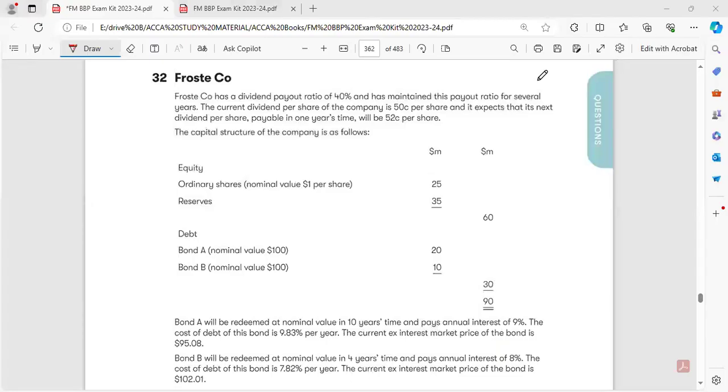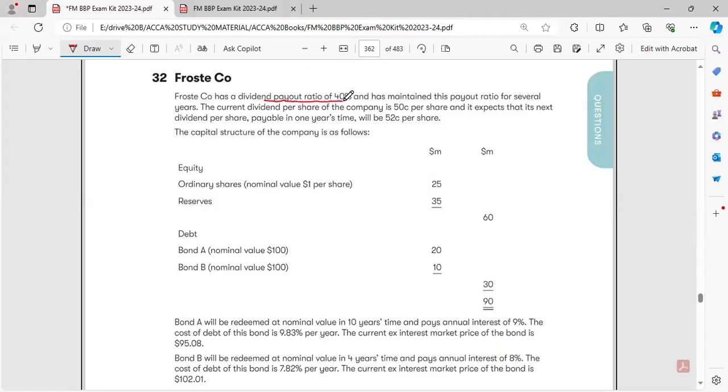So we are going to start our next question. FROSTE company has a dividend payout ratio of 40%. Dividend payout ratio of 40% means out of 100% they are paying 40% dividend and 60% is the retained earnings. And has maintained this payout ratio for several years.